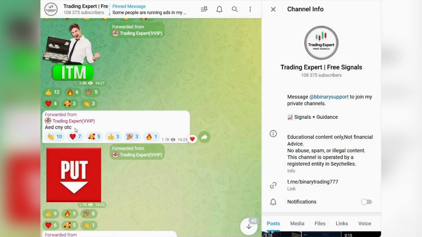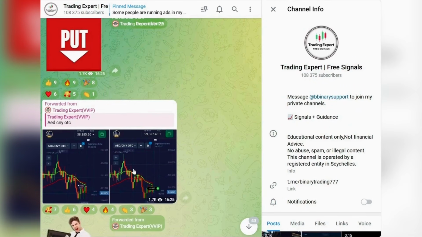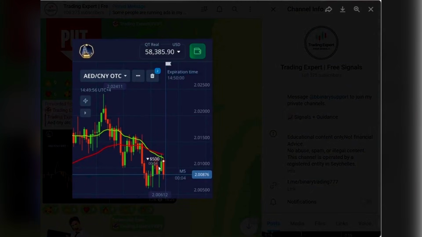Next, let's move on to the final trade, which was on ADC for the downside move. The logic behind this trade was a clear downtrend along with the moving average. The previous green candle was taking rejection from the moving average, which confirmed our setup. That's why we provided a sell signal, and we won this trade as well.